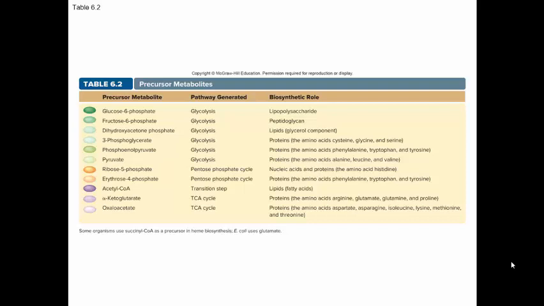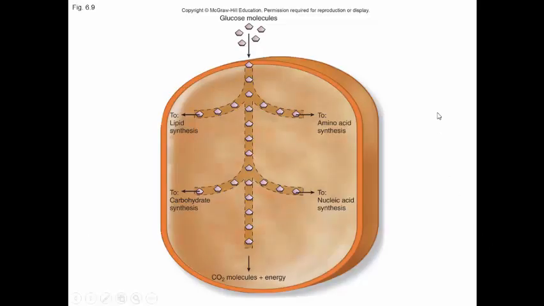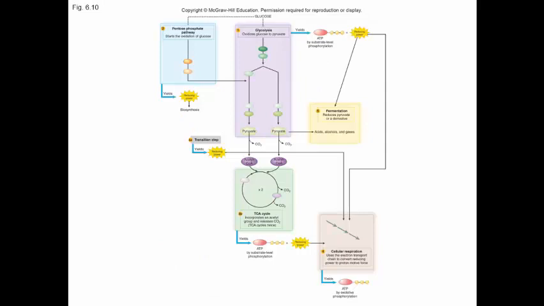Now, there is a cost for this, and that reduces the energy yield for the catabolic processes, but it works out wonderfully if you're a cell that can work on the basic minimum, okay? And as you can see here we have glucose molecules. Some of them are being broken down, and some of them are being shunted over for amino acid synthesis, nucleic acid synthesis, carbohydrate synthesis, lipid synthesis, whereas some of them are just being converted to CO2 and energy. Now, we're going to be dealing with a lot of these steps in the next few minutes.